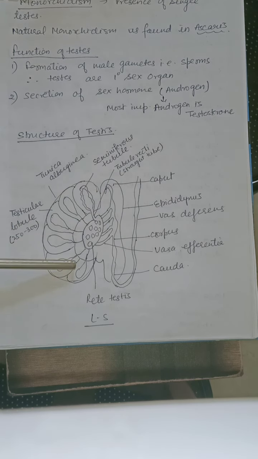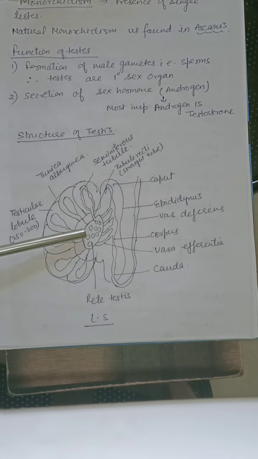The outermost covering is the tunica albuginea. The tunica albuginea invaginates to divide the testes into testicular lobules. Each testicular lobule has 1 to 3 seminiferous tubules. These seminiferous tubules are coiled. They emerge out of the testicular lobule in the form of straight tubes called tubuli recti.